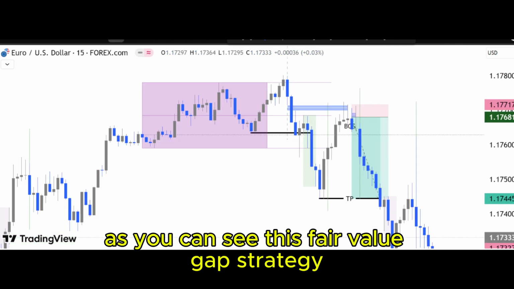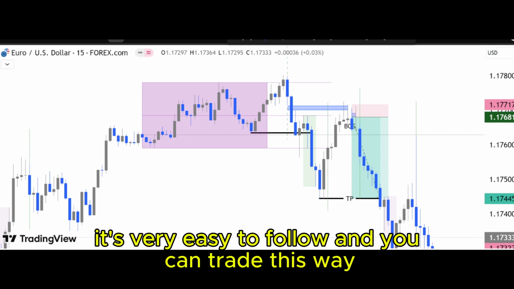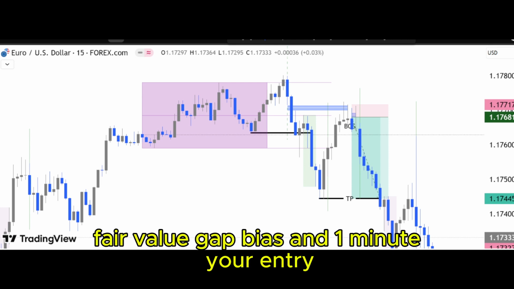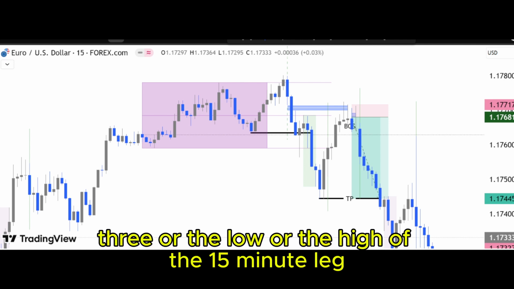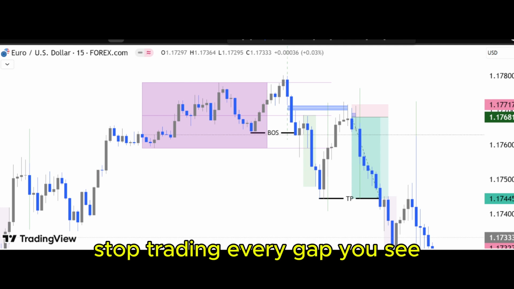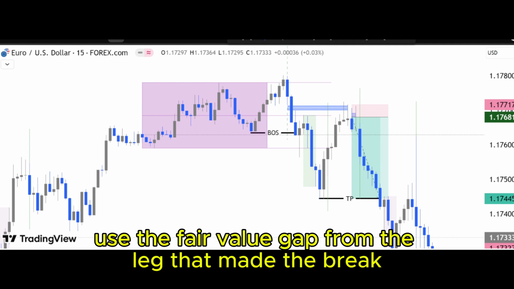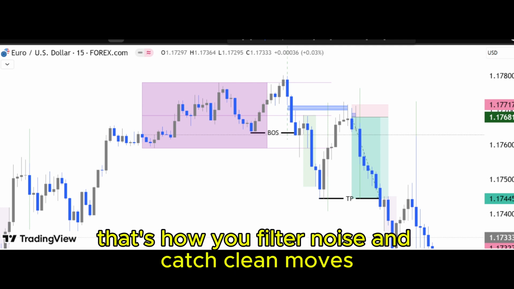As you can see, this fair value gap strategy is very easy to follow and you can trade this way any session. 15 minutes your bias, fair value gap bias, and 1 minute your entry. You target 1 to 3 or the low or the high of the 15-minute leg. Stop trading every gap you see. Wait for break of structure. Use the fair value gap from the leg that made the break. That's how you filter noise and catch clean moves.